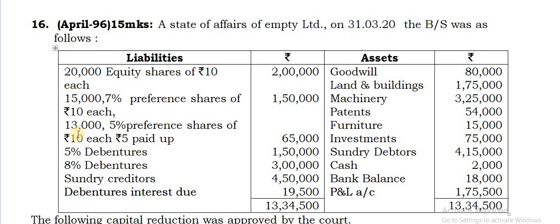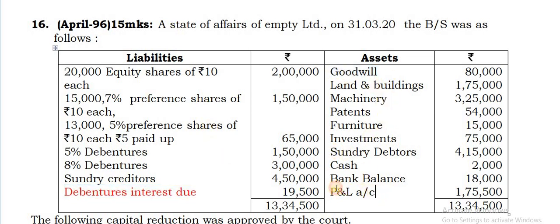Given on the liability side, you can find there are two preference shares. One is 10 rupees each paid, another is 5 rupees paid up. This is fully paid, this partly paid, 5 rupees paid up. And equity shares are there. Apart from that, two types of debentures are there with different rates. Creditors are there, and there is a debenture interest due. So definitely there will be an entry for this. Should be careful.